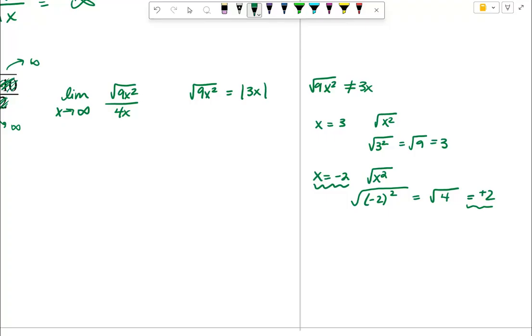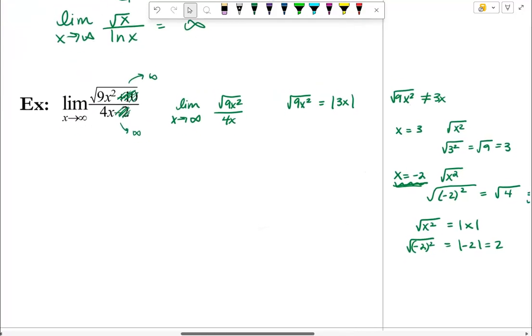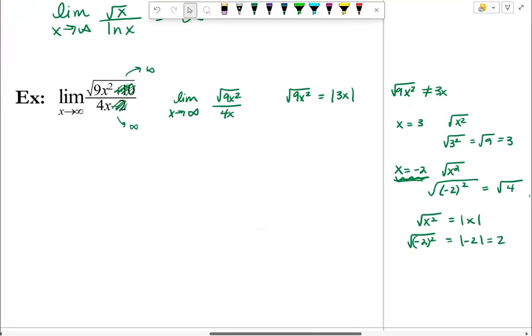So going back to this example where x was -2, the square root of x squared is the absolute value of x. So the square root of (-2) squared is the absolute value of -2, which is 2. In this particular problem, that's not going to be very significant because we're evaluating the limit as x approaches positive infinity. But in a moment, we'll look at what would happen if we were approaching negative infinity instead.